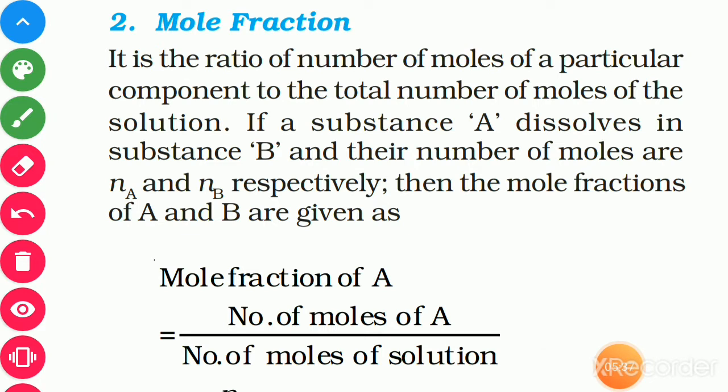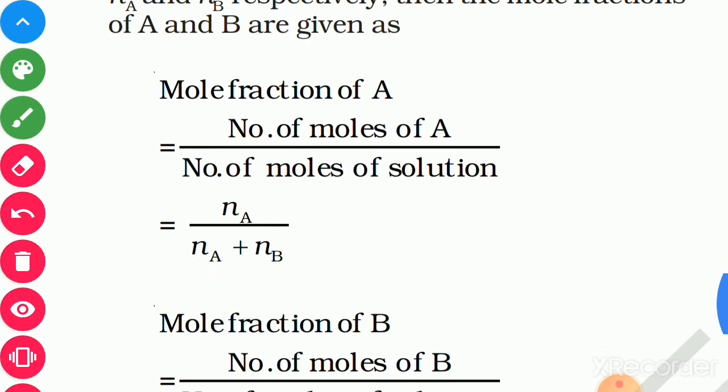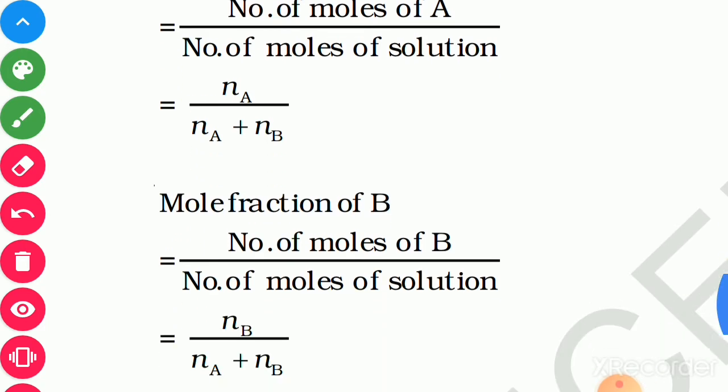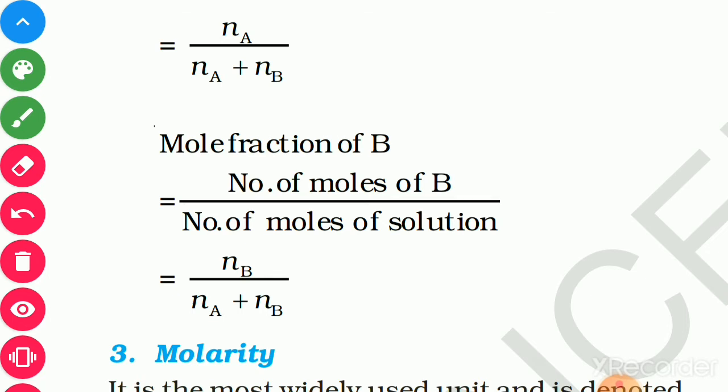Now, mole fraction. It is the ratio of number of moles of a particular component to the total number of moles of the solution. If a substance A is dissolved in substance B and their number of moles are small na and small nb, therefore mole fraction of A equal to number of moles of A by number of moles of solution, that is number of moles of A and number of moles of B, equal to Na by Na plus Nb.